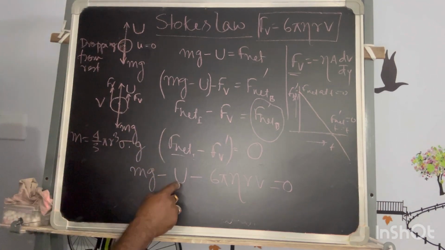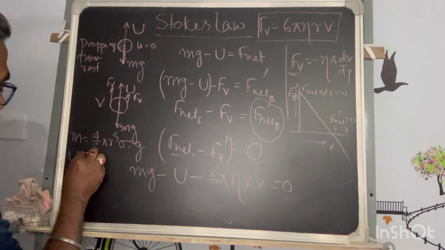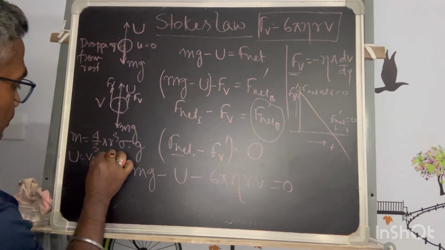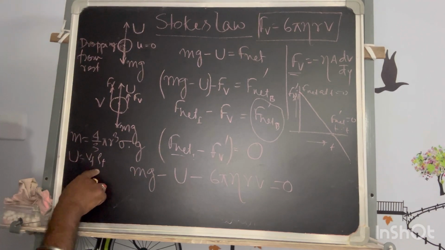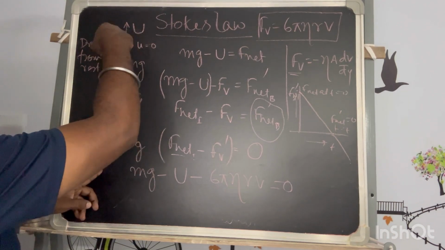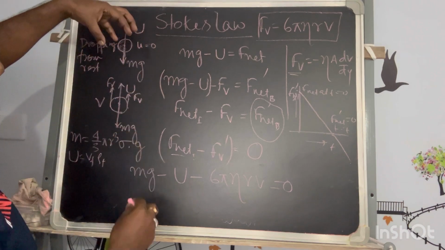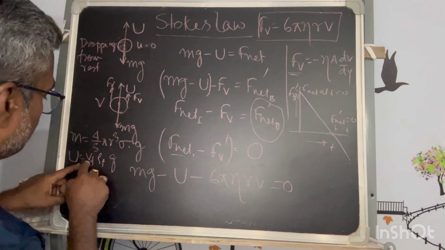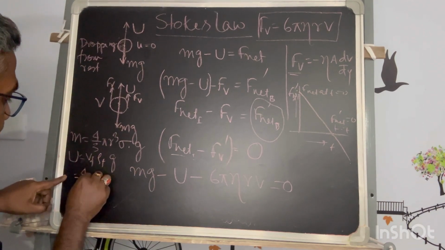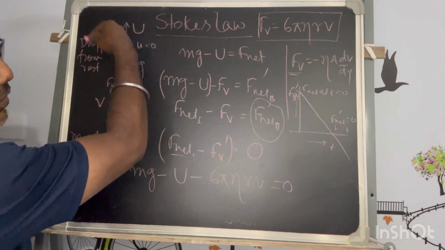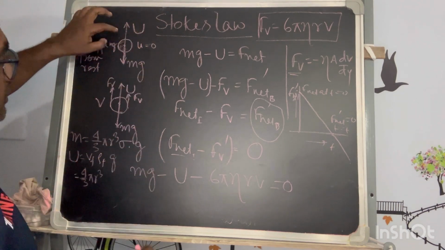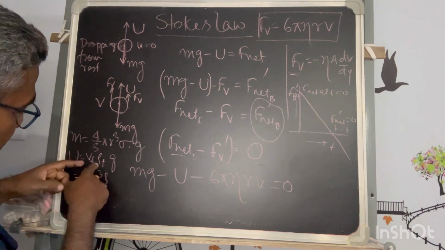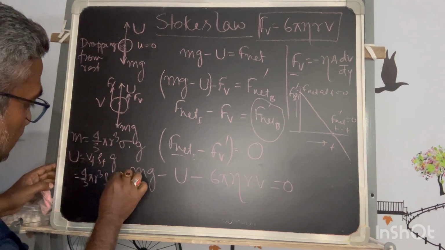And U means upthrust, which is equal to Vf, the volume of fluid it is displacing, times rho f, the density, which gives the mass of the fluid displaced, because it is assumed to be submerged in the fluid, into g. So what is the volume here again? 4 by 3 pi r cube, because it displaces a volume equal to the volume of the object, and rho is the fluid density. I am taking rho instead of rho f, and g.